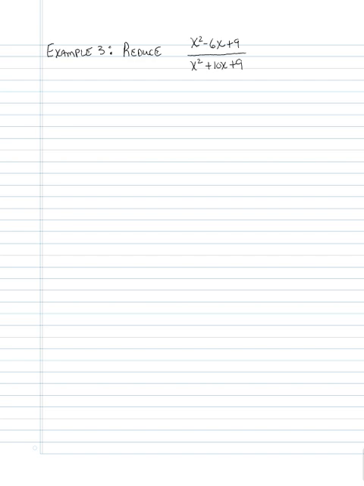Okay, we're being asked to reduce this more substantial rational expression, x squared minus 6x plus 9 over x squared plus 10x plus 9. And I guess what I'm wanting to illustrate here is if we're a sloppy student, we can make sloppy mistakes. You know, we can look at this and say, oh, look, I can cancel those 9s, and I can cancel those x squareds, and I can cancel those x's, and that leaves just negative 6 over 10.